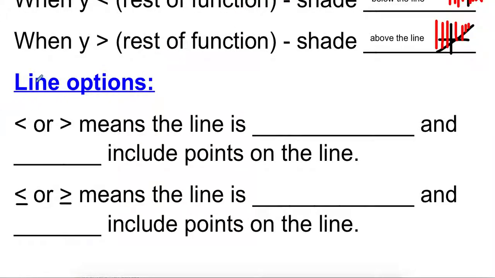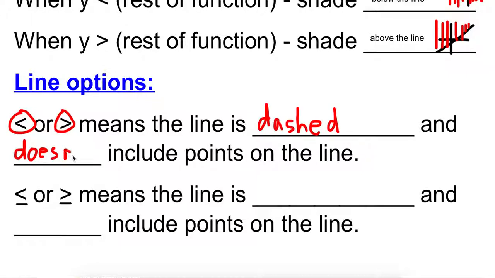So the line options. Sometimes we're going to have solid lines. Sometimes we're going to have dashed lines. And again, we'll talk about what that means. If there's no equal to symbol, like these ones here that don't have a line underneath, that means the line is going to be dashed. It also means that it does not include the points that are on the line. Again, we'll talk about what that means when we do an example.